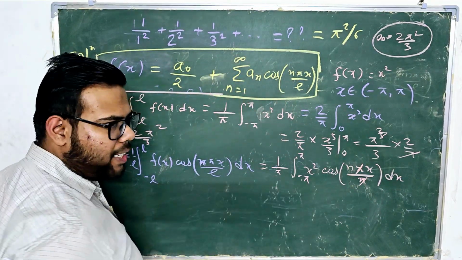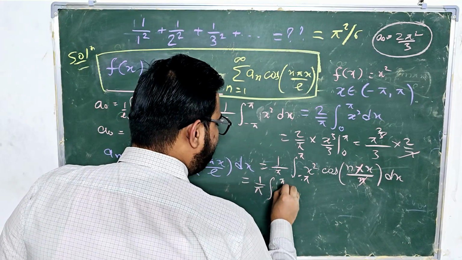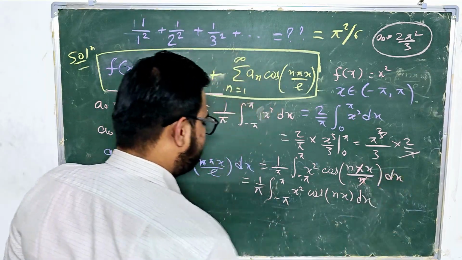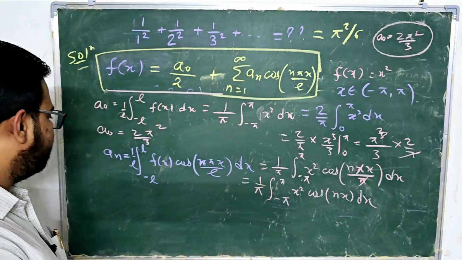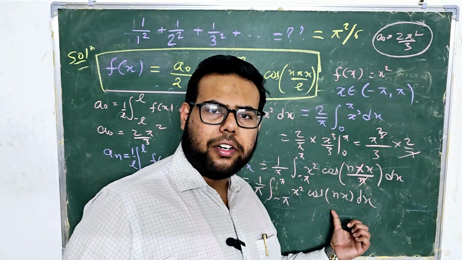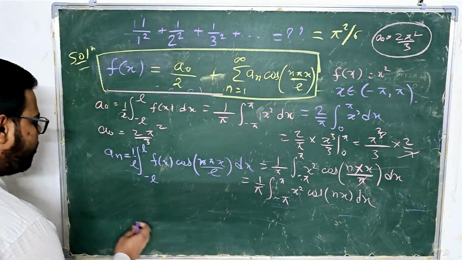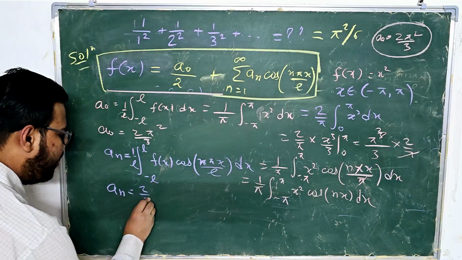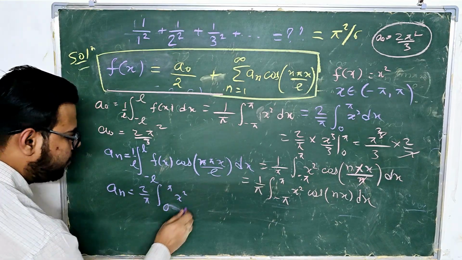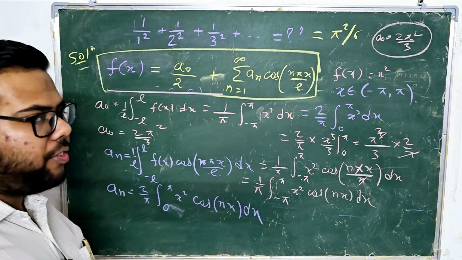these two terms will get cancelled. So this will be 1 upon pi integral from negative pi to pi x square cos nx dx. So you get this expression, and again this is an even function. x square is even and cos function is itself even, so even times even is an even function, which means that you can write an as 2 by pi integral from 0 to pi x square cos nx dx. Correct? Okay, so let's evaluate this integral now.